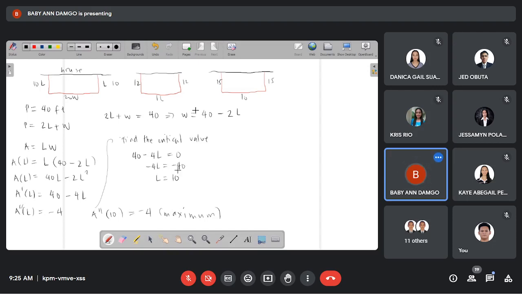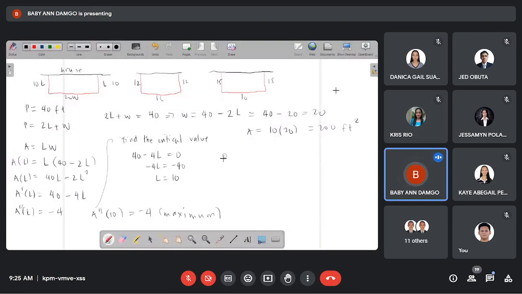So we substitute. We have 40 minus 2 times L, which is 20. So we have 20. So area is length times width. So we have length 10 times 20. So we have 200 feet squared.